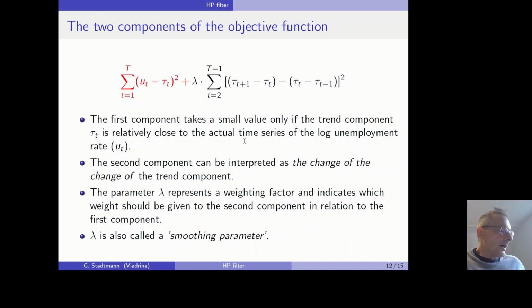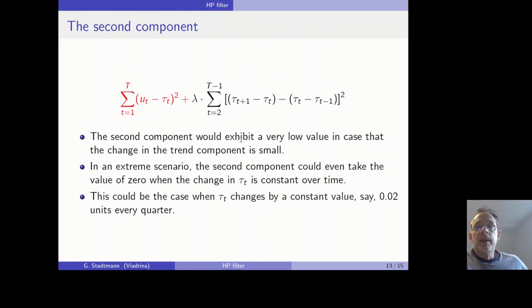So let's talk about the second component. The second component would exhibit a very low value in case the change in the trend component is small. We have here the change in the trend component. In an extreme scenario, the second component could even take the value of 0 when the change in tau is constant over time. This would be the case when tau changes by a constant value, say 0.02 units each quarter.